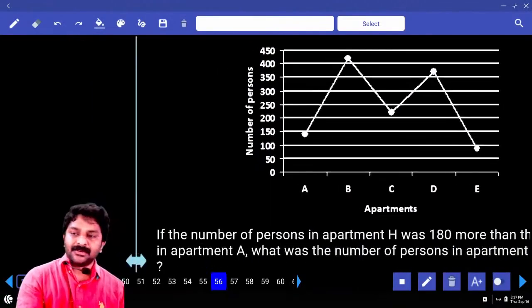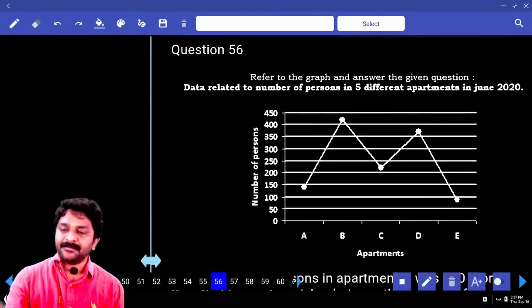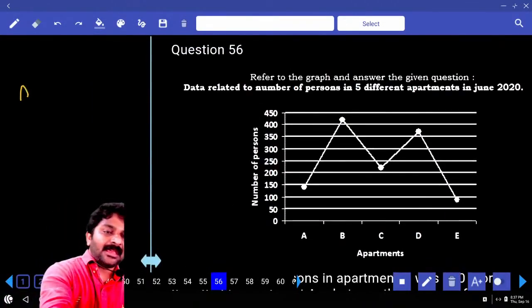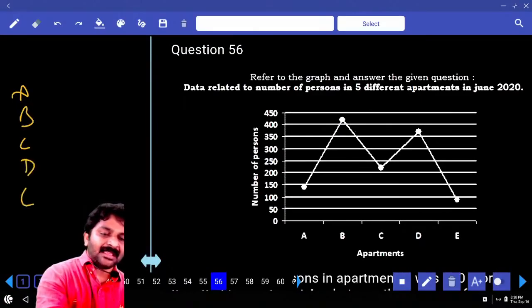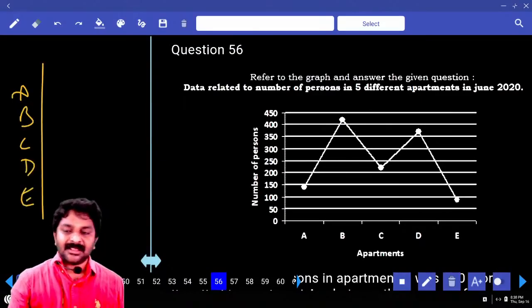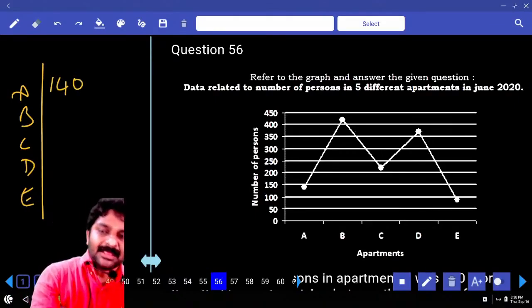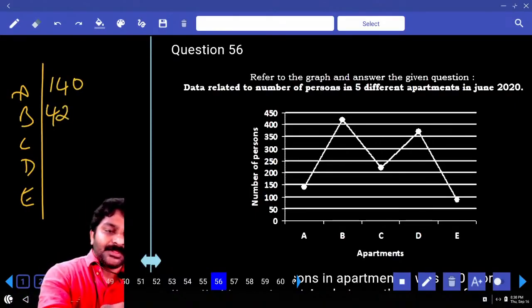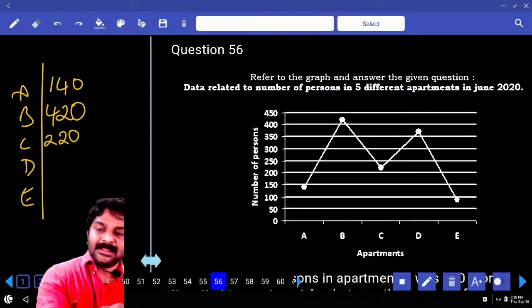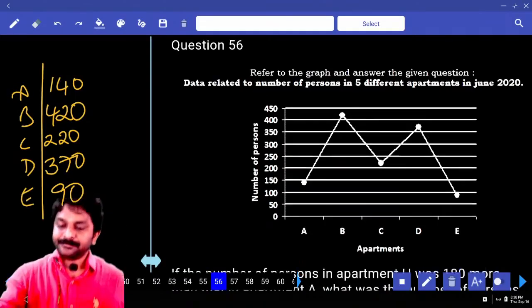So right, now it is a line graph. A, B, C, D and E. Because numbers are not there, I am preparing the table. A is 140, B 420, next 220, next 370, next 90. Come on.